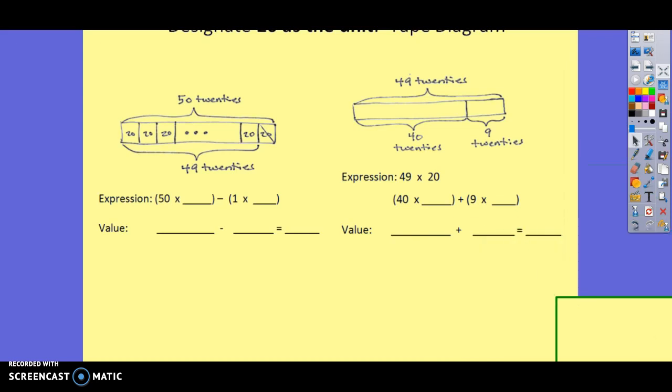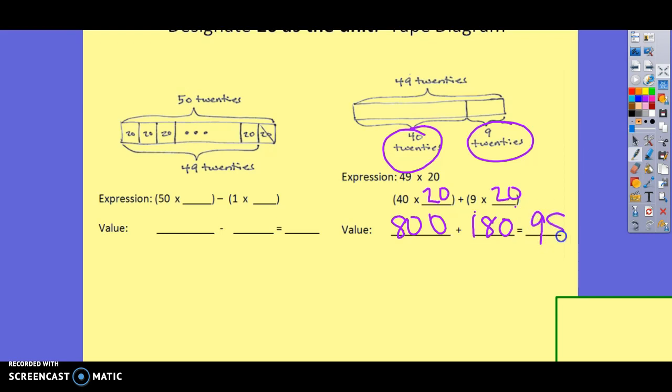Here's our 40 times 20. We can break it down as 40 20s and 9 20s. That would work as well. So 40 times 20 and 9 times 20. Remember, putting it in unit form: 40 10s and 9 1s. 4 times 2 is 8. Add your 2 zeros. 800 plus 9 times 20. 9 times 2 is 18, and it'd be 180 with our 0. Again, 980.